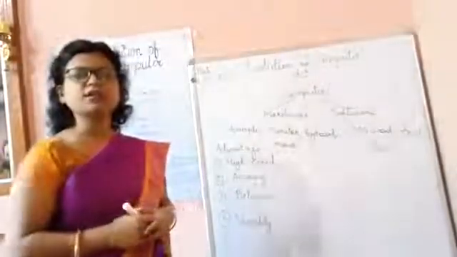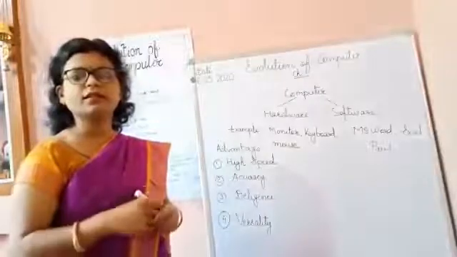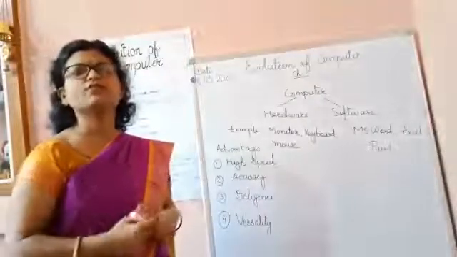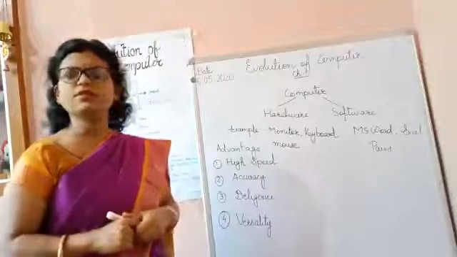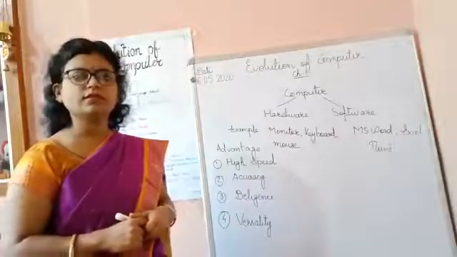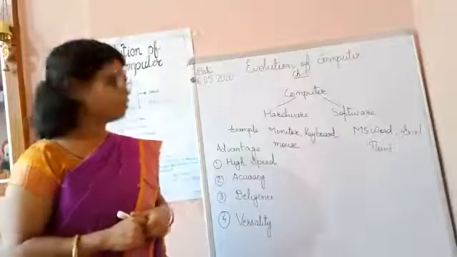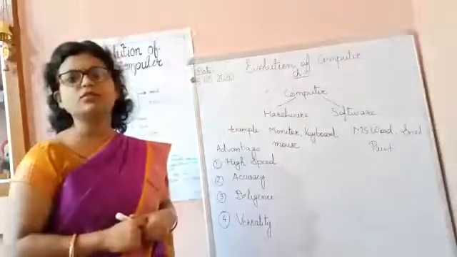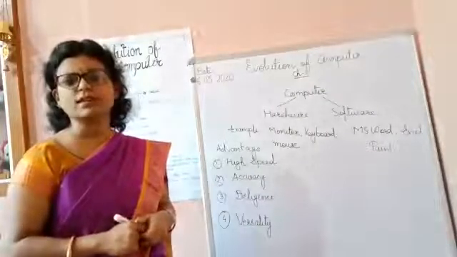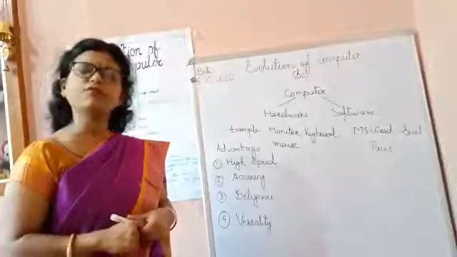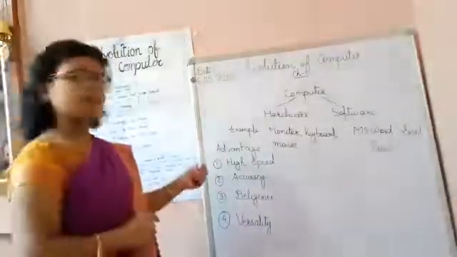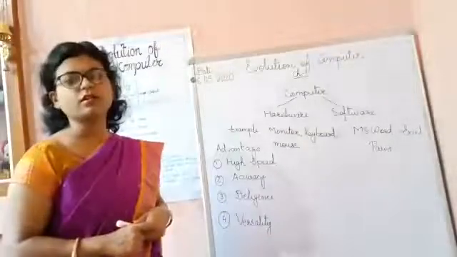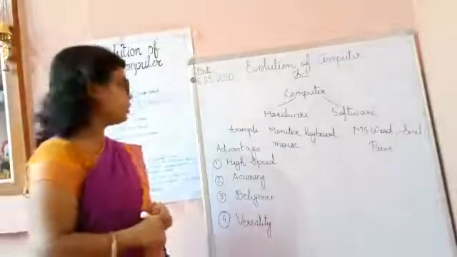Versatility means what? Versatility means computer has various abilities to do work. It has the ability to do different work. Just like that, if we do the work, we can do one work or two works or three works. But computer can do different types of works. It has an ability to do. Now, these are the characteristics of a computer.